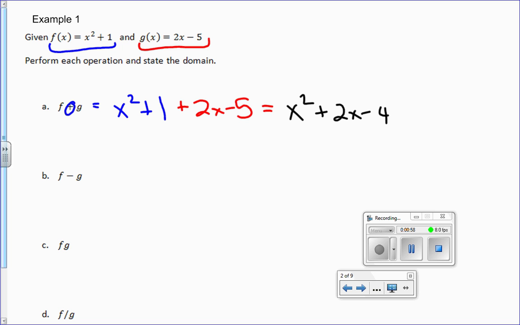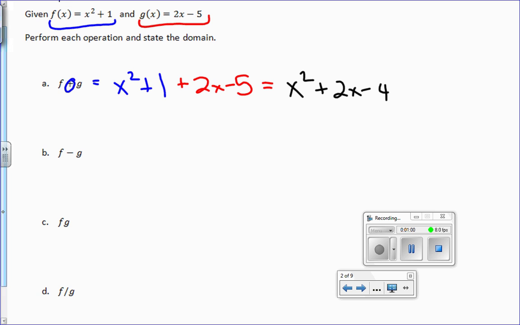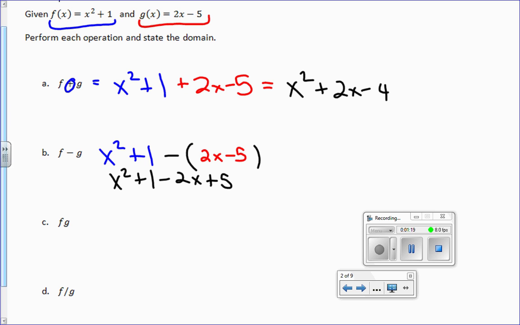They could ask us to subtract these two functions. If f is x squared plus 1, and then we subtract our function g, which is 2x minus 5, be careful with the signs here. We're going to get x squared plus 1 minus 2x plus 5, and my resulting function is x squared minus 2x plus 6.